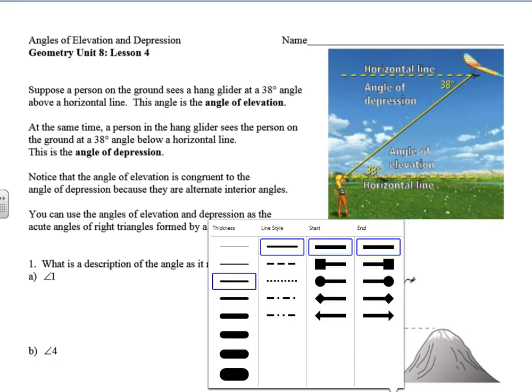We're going to be looking at angles of elevation and angles of depression and using some trig to help us solve these. This is going to be a pretty quick lesson. It's just a little bit of application from Lesson 3 on trig.